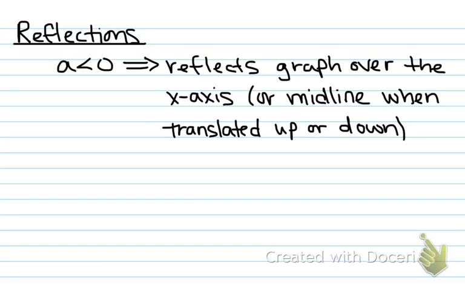So the sine curve typically starts at 0 and then goes up to the amplitude. Now with a reflection, it's going to start at 0, 0, but then go down to the minimum and then back up to the maximum, and then back down. So that's with a reflection.